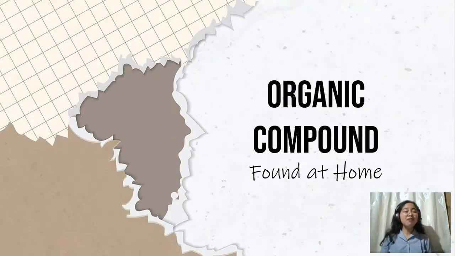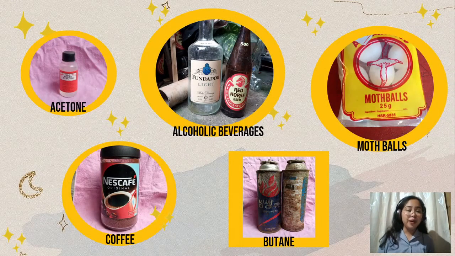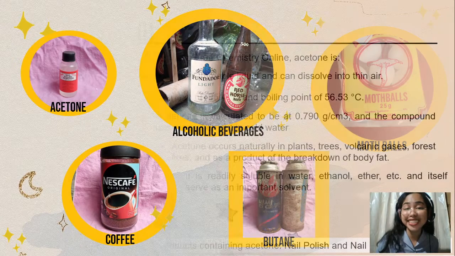So, the main objective of why I made this presentation is that we are asked to find 5 organic compounds and 5 inorganic compounds that can be found in the house or community. And luckily I found all 10. So 5 organic compounds and 5 inorganic compounds. First are acetone, butane, coffee, mothballs, and alcoholic beverages. So let's discuss acetone first.